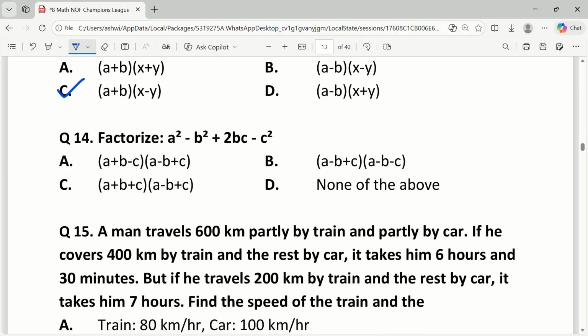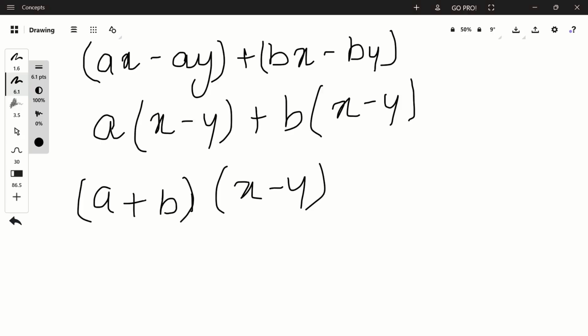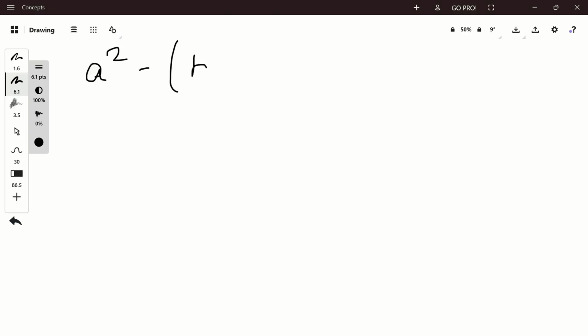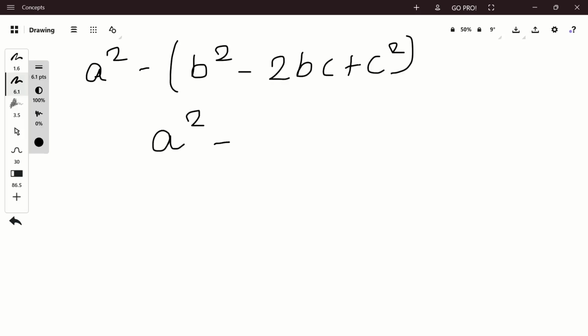Question 14. Factorize a square minus b square plus 2bc minus c square. Rearrange the terms to group b and c. That is a square minus b square minus 2bc plus c square. Recognize the perfect square trinomial inside the parentheses. That is a square minus b minus c whole square.